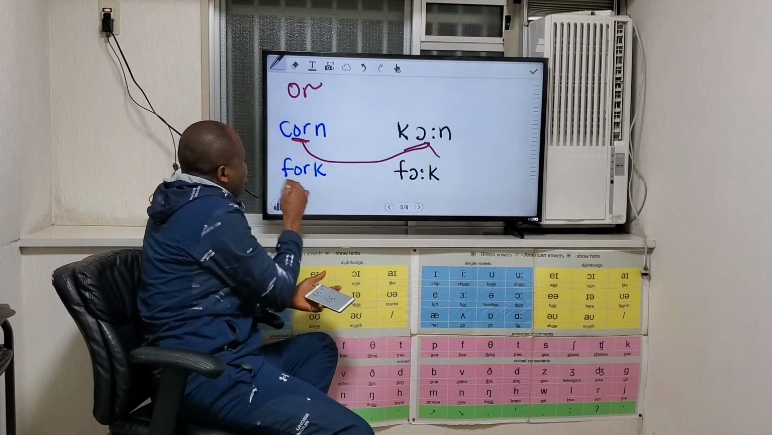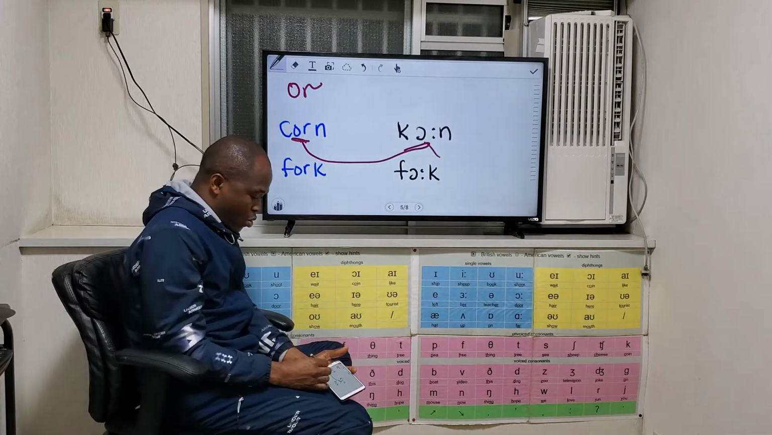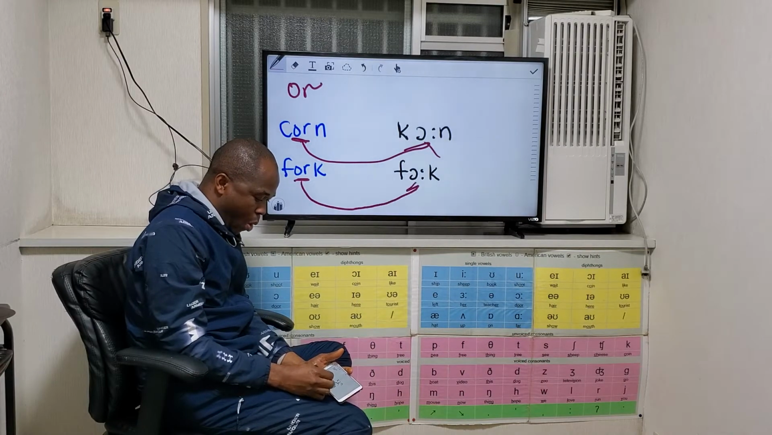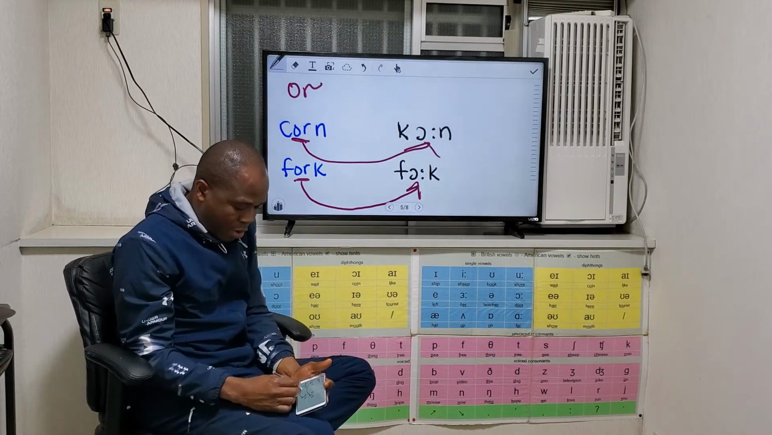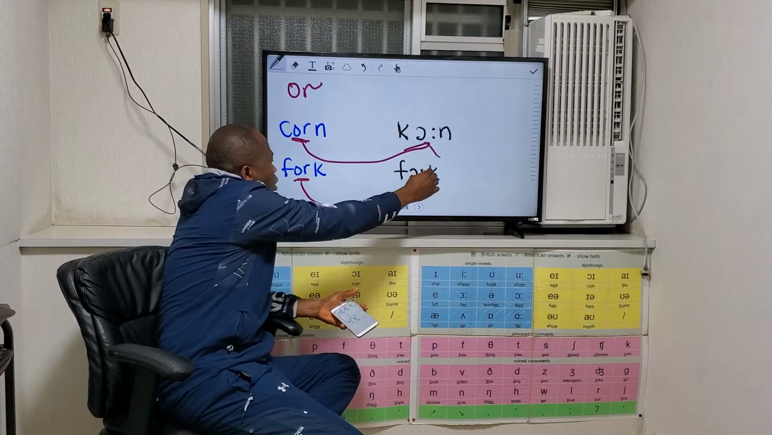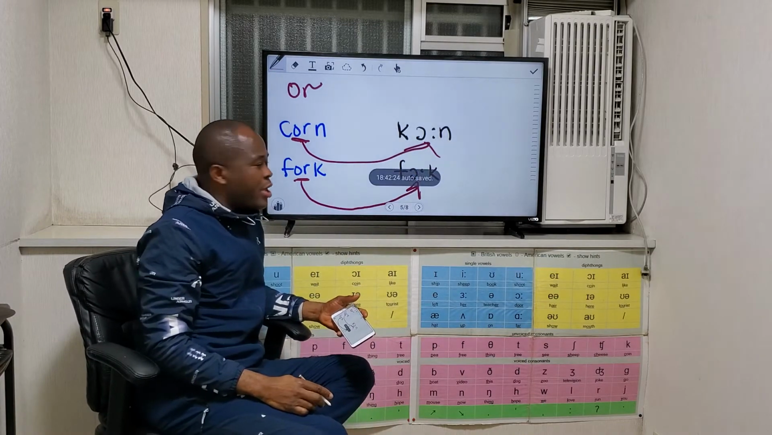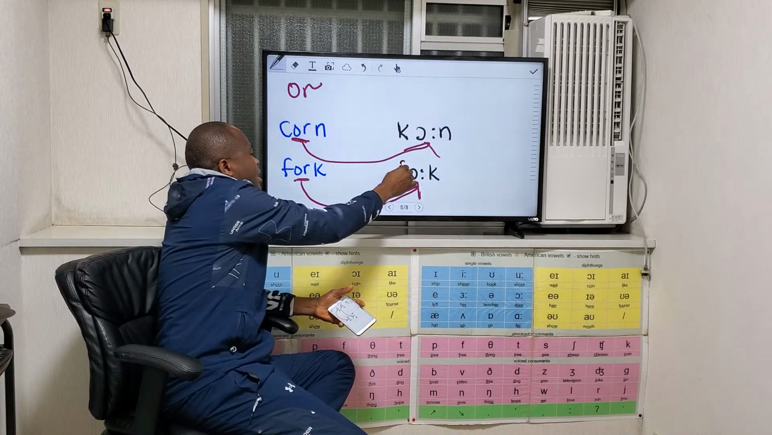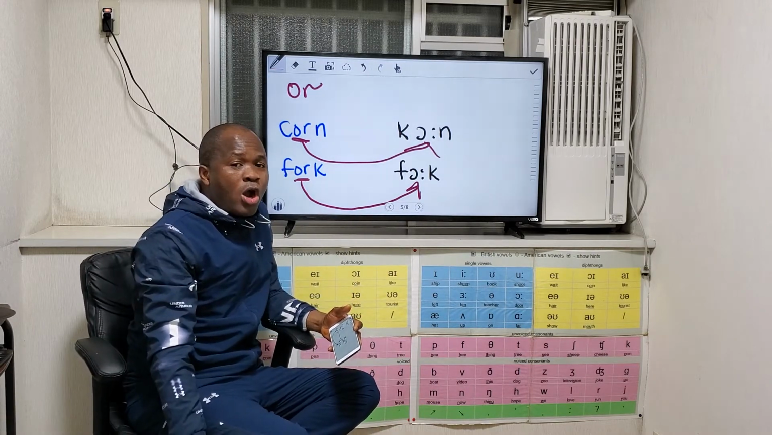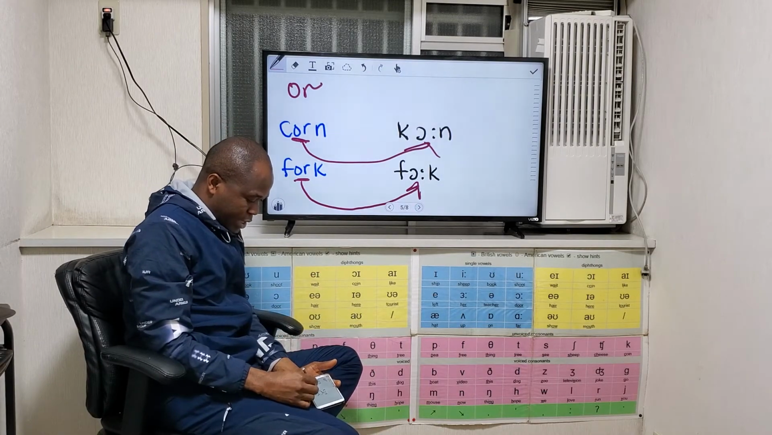Let's go to the next one. Fork. Our OR here is still making the long sound O, fork. If I put T here, it's going to be talk. If I replace the W, it's going to be walk. Good. Let's go to the next one.